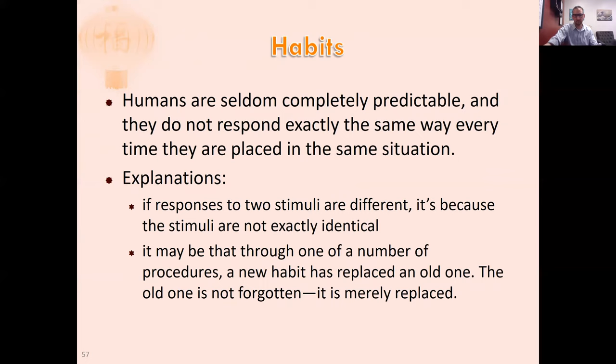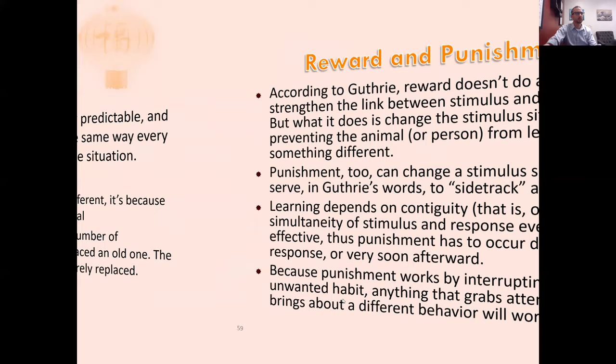Okay, so again, habits. Humans are not completely predictable. They don't respond exactly the same way every time they're placed in the same situation. So again, it could be that two stimuli are different. If responses to two stimuli are different, it's because the stimuli are not exactly identical. It may be that through one of a number of procedures, a new habit has replaced an old one. The old one is not forgotten, it is merely replaced. Okay. I wouldn't worry too much about that second one.